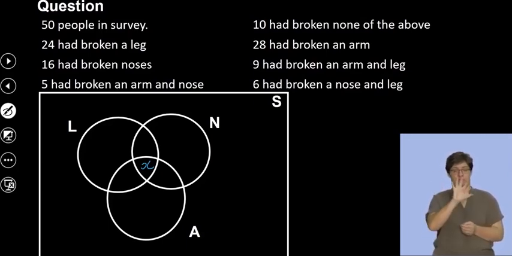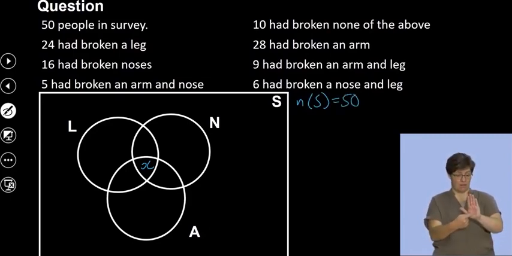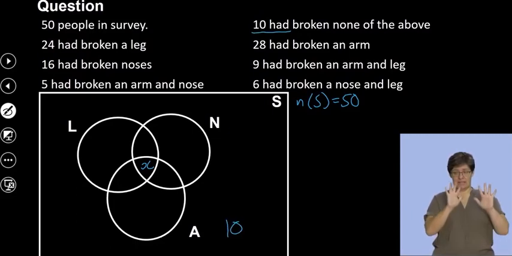So let's try and put some data from what was given onto the board here. We know that the number in the sample set is 50. That's going to become important for us. We recognize that 10 had not broken anything. So there are 10 that sit here in the sample space, of those people that didn't break anything.